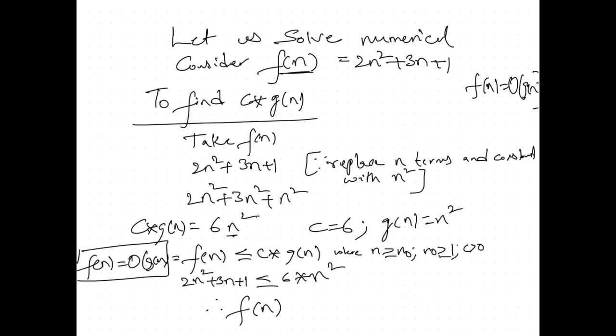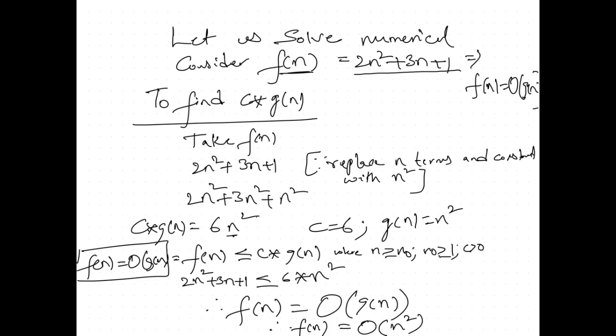Now finally what can I write? f of n is equal to big O of g of n. So finally I can write that the time complexity of f of n is order of n square. The time complexity of f of n, 2n square plus 3n plus 1, is n square.